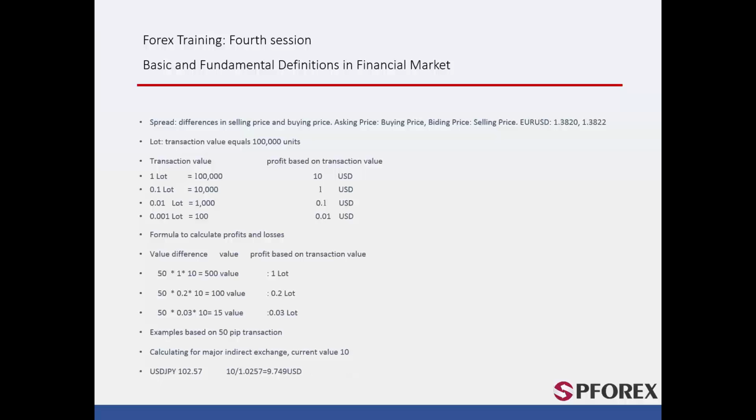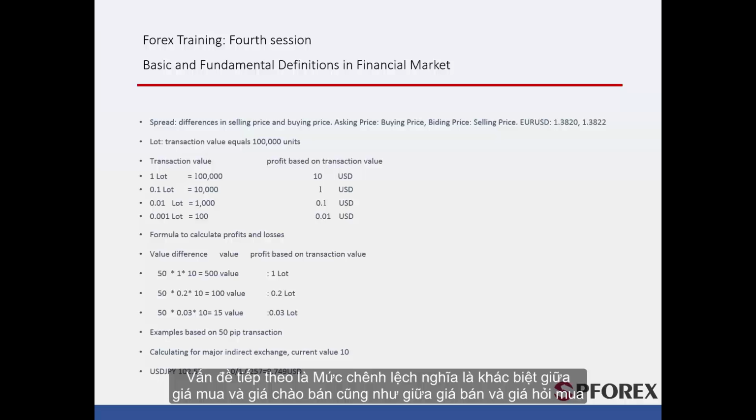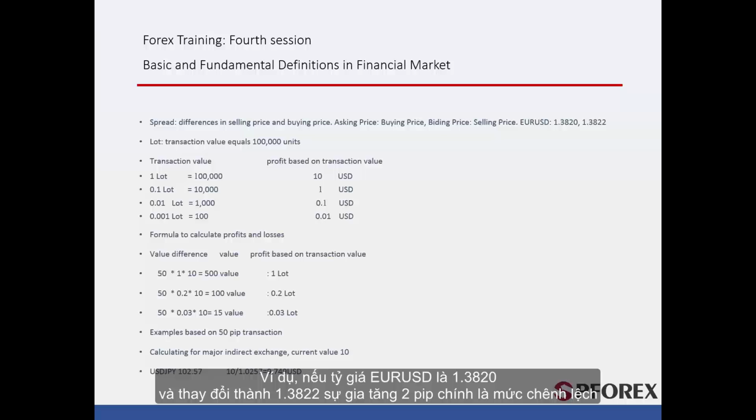Spread. The next subject is called the spread, which means the difference between buying and asking price, as well as selling and bidding price. For instance, if the price of euro against US dollar is 1.3820 and it changes to 1.3822, the 2 pip increment is the spread.